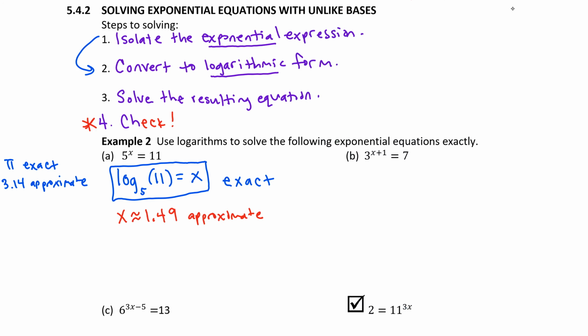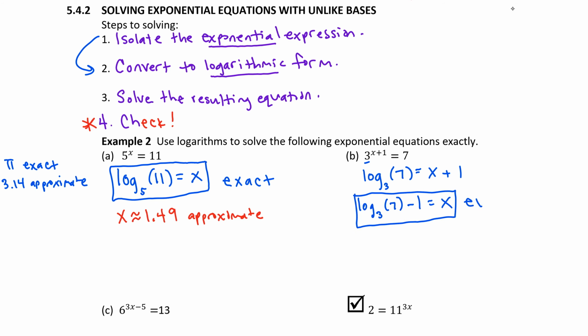Let's try that again. 3 to the x plus 1 equals 7. Well, the exponential part is already isolated, so we need to go ahead and convert to logarithmic form. So we're going to rewrite this as log base 3. We go to the other side to get the argument, and the exponent pops out when we find a logarithm. Now, x is not solved for completely, so I do need to subtract 1 from both sides. When I subtract 1 from the logarithm, those are not like terms, so they cannot be condensed or combined. This is our exact solution.